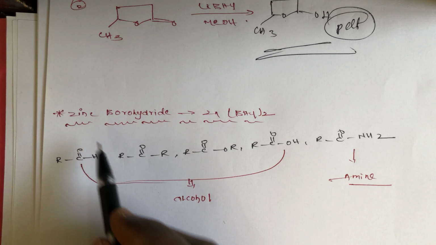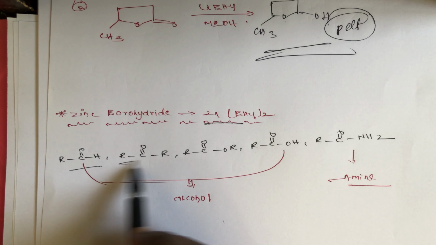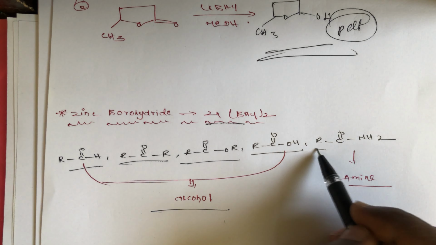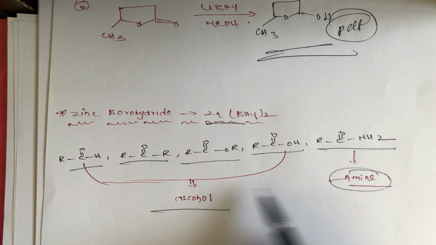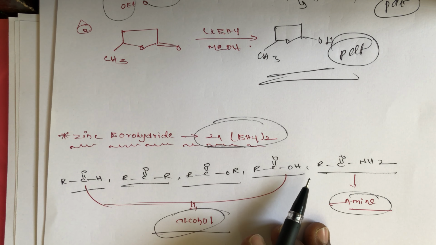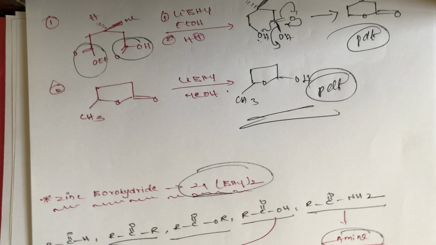And next you can see here, zinc borohydride also works the same way. Aldehydes, ketones, esters, acids, all of these are converted into alcohols and amides will be converted into amines. This is zinc borohydride. These are all hydrides of boranes and their derivatives, reducing agents.